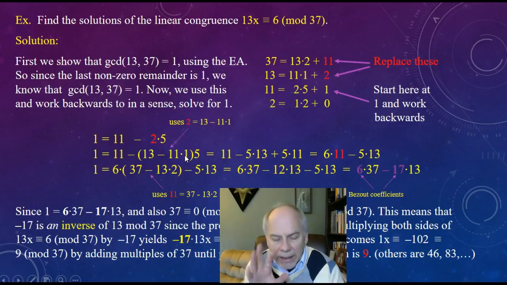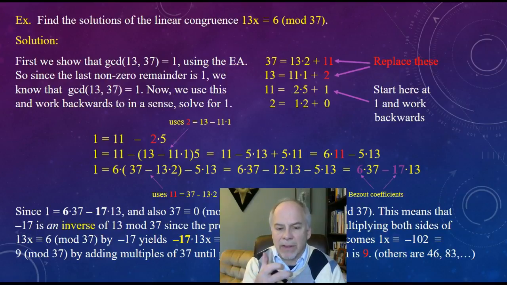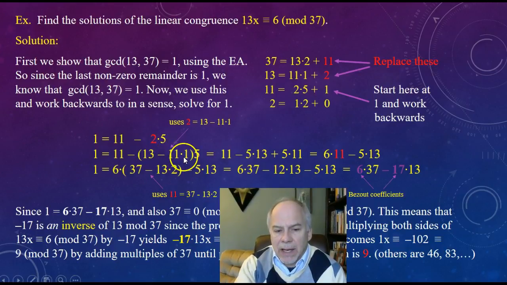Now don't multiply 11 times 1. What we're trying to get is everything in terms of 11 and 13. Okay? And then eventually we'll get everything in terms of 13 and 17. I'm sorry, 13 and 37. Okay, so I have this.